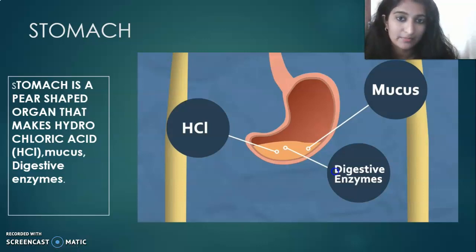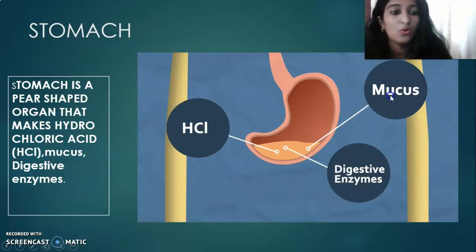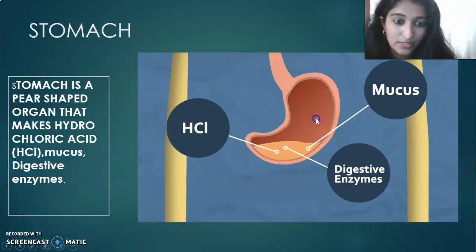Next, we have some digestive enzymes, and we have mucus. What is mucus? Mucus is a sticky, slimy substance present in the lining of the stomach. You can see the mucus in the lining of the stomach, which protects it from the acid.